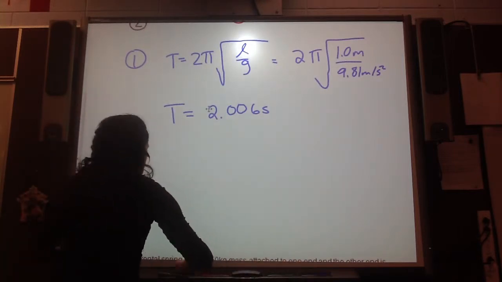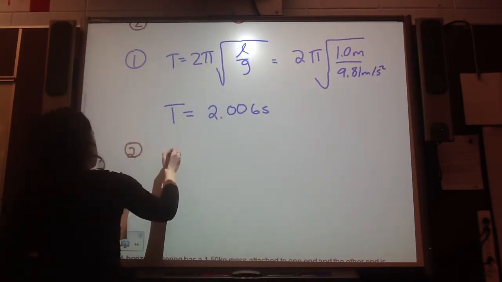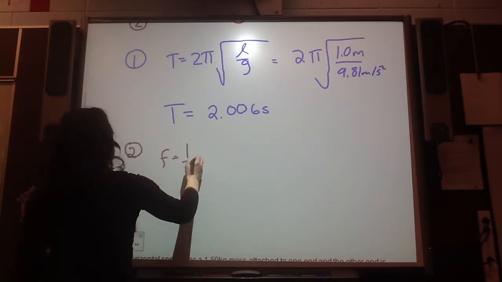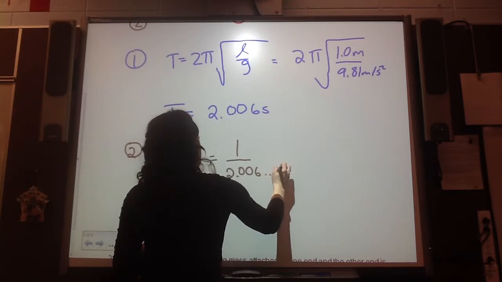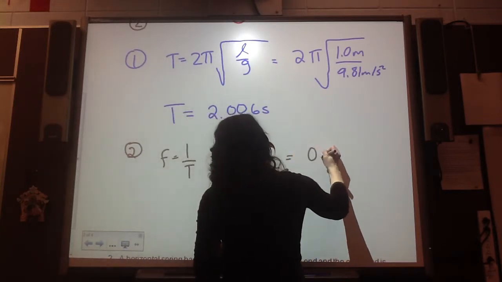So now our second calculation is where we go F is equal to 1 over T. So 1 divided by 2.06, etc., seconds is equal to 0.4949.